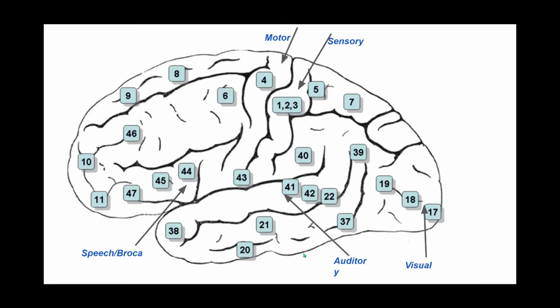This image illustrates the Brodmann areas, and just as we've said, area 4 is for motor, areas 1, 2, 3 are for the primary sensory, and areas 44 and 45 are for Broca's speech area, which is the motor aspect of speech. Areas 41 and 42 are for auditory, and area 17 is for the primary visual area.